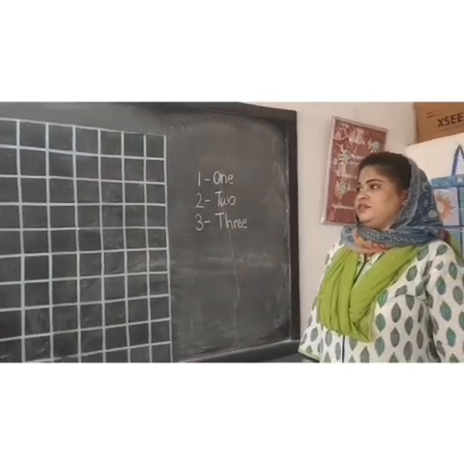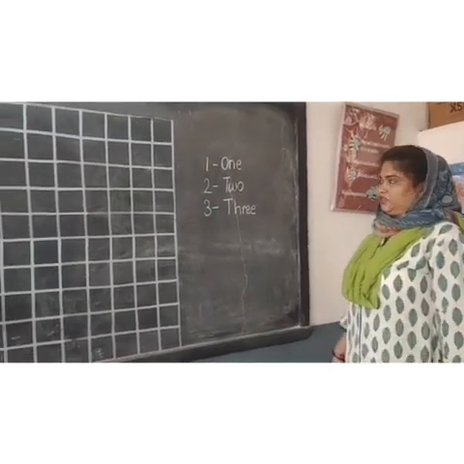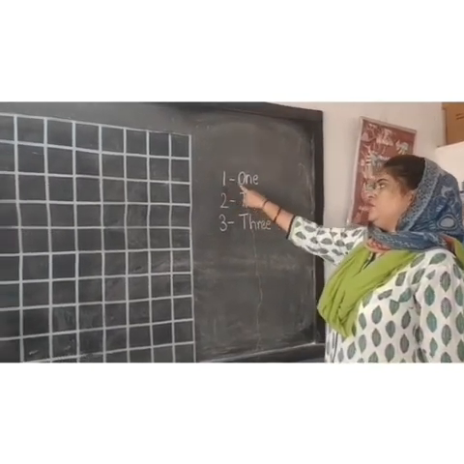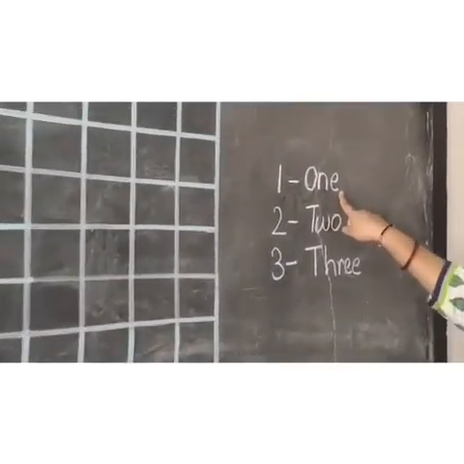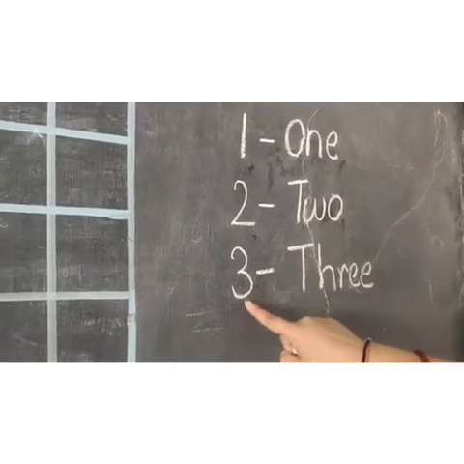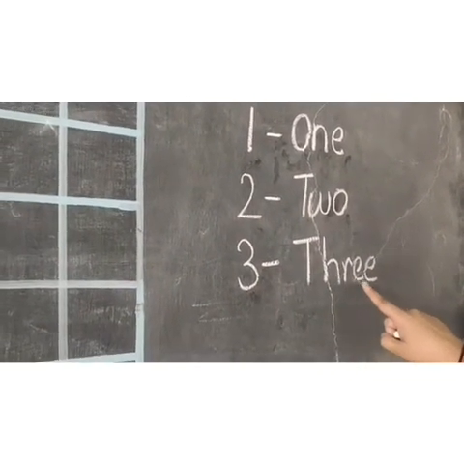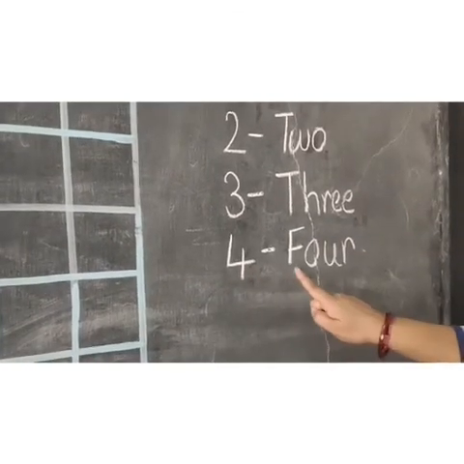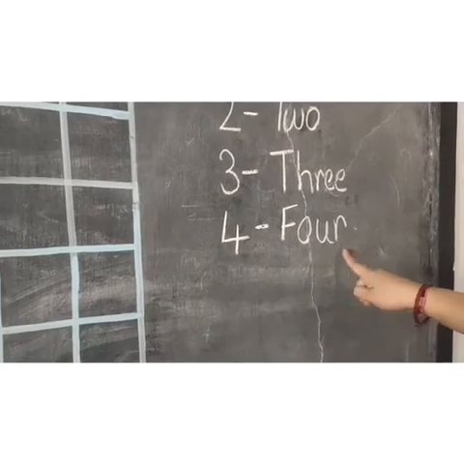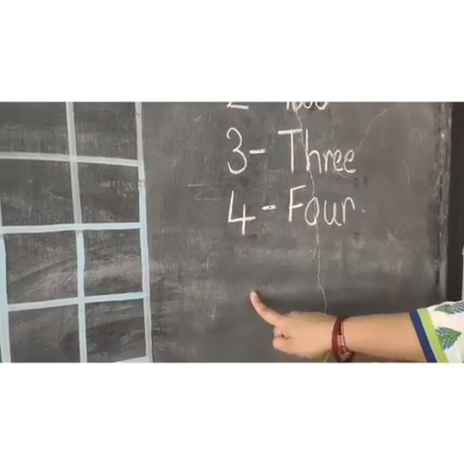Yes, children. Now we will be doing math subject. In your previous classes, you have learned 1. O N E 1. 2. T W O 2. 3. T H R E E 3. 4. F O U R 4. So, after 4, now which number will come?